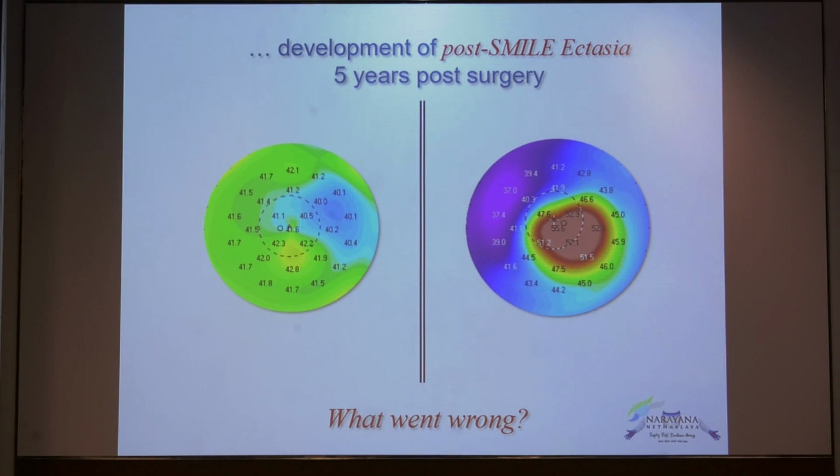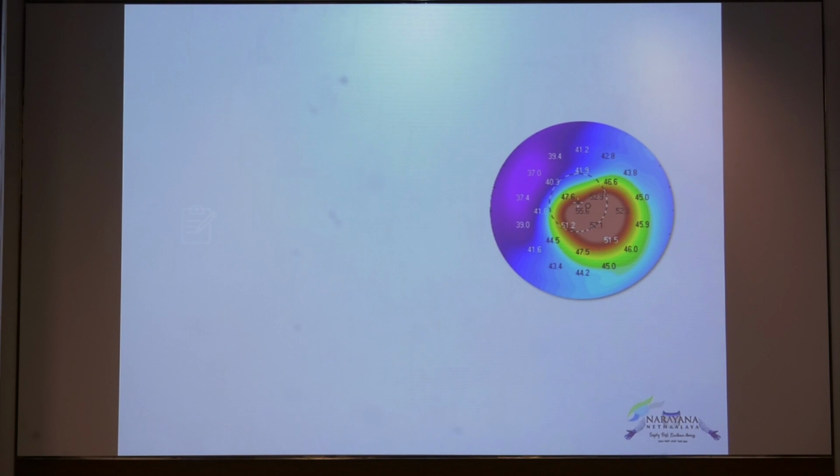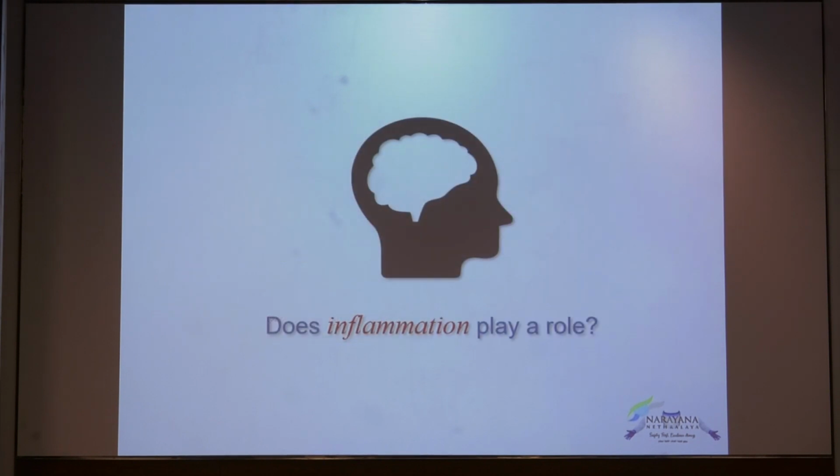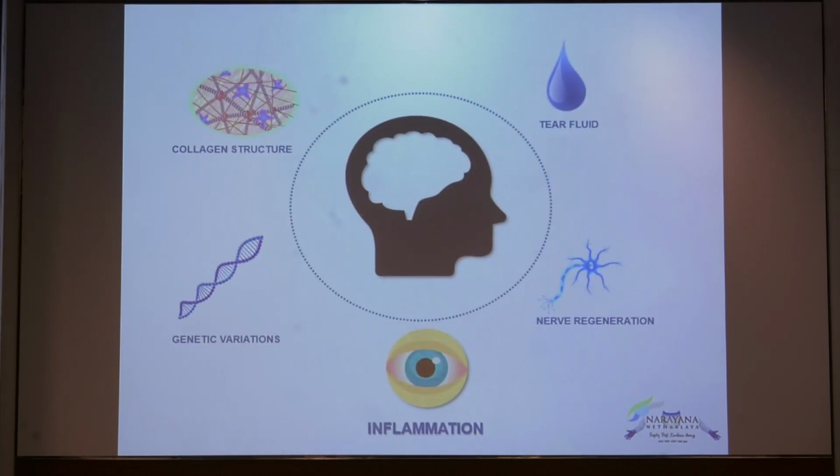However, she presented 5 years post-surgery with ectasia. So what could have possibly gone wrong? Could this have been predicted? Could this have been prevented? What could have been the contributory factors? So does inflammation play a role over here?